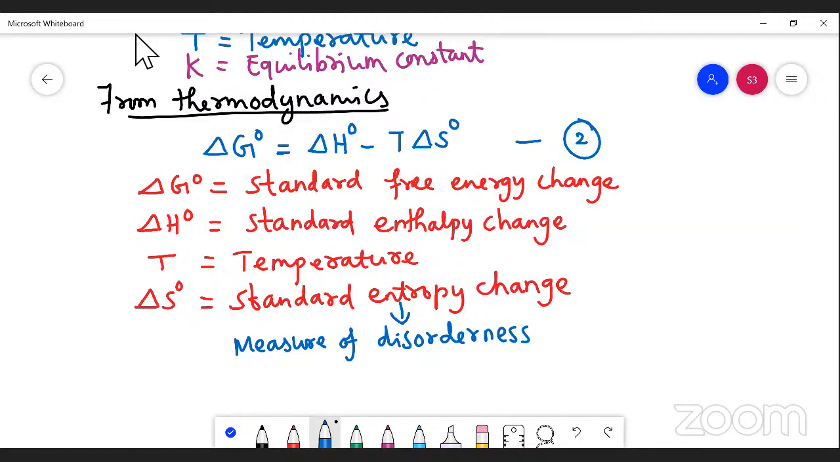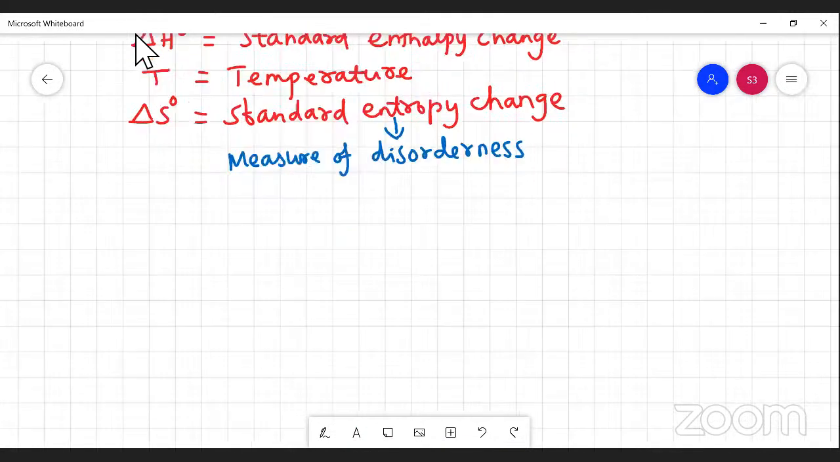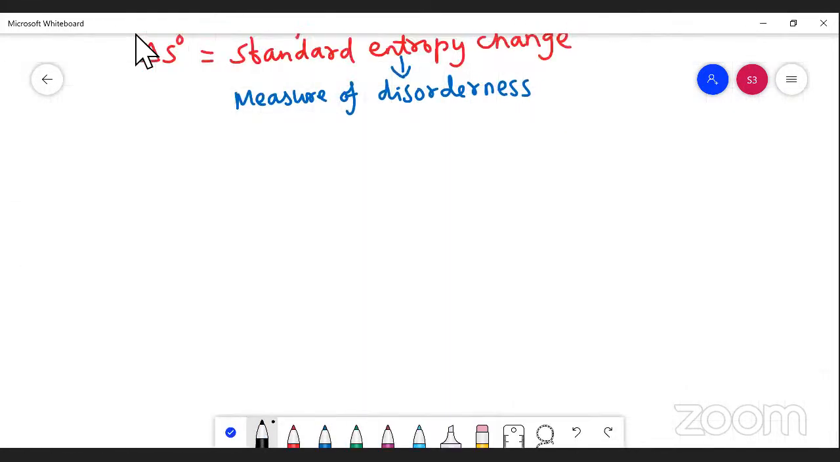Now we know two equations which relate del G only. Now I am going to substitute equation 1 in equation 2. What is the first equation? Del G naught equals minus RT ln K. What is the second equation? Del G naught equals del H naught minus T del S naught. So these two equations I am going to substitute. Minus RT ln K is del G naught, and that del G naught I am going to substitute in the second equation.